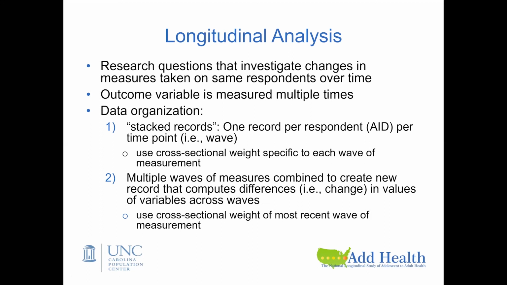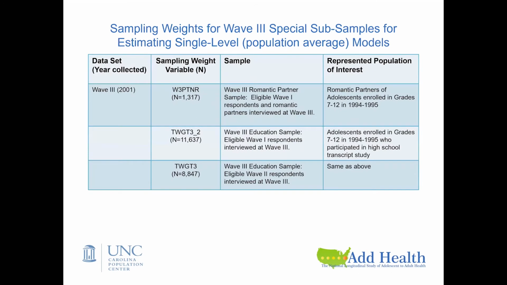That's a stacked file. When you do that in a longitudinal analysis, like a random effects or a fixed effects model, the weight you want to apply is the cross-sectional weight that is specific to each of those waves. So I would be using a cross-sectional weight from each wave 1, 2, 3, 4, and 5 for each of those records. A second way of organizing your data is by combining the changes in measures over time, like you might be measuring change. In that case, you use the cross-sectional weight of the most recent wave of measurement. That's a common question we get.